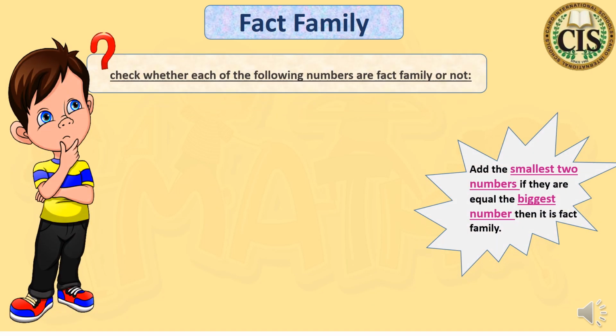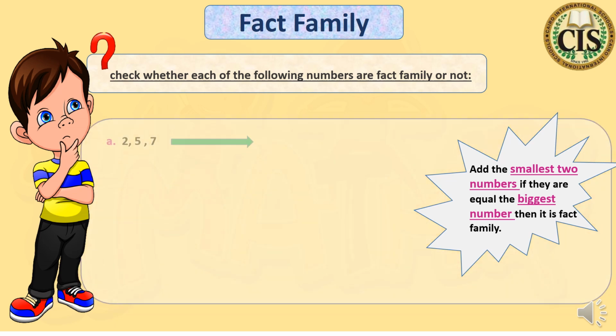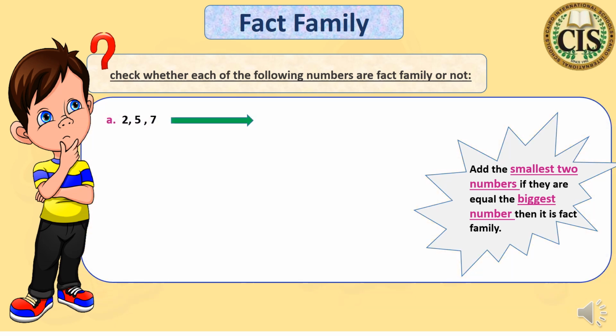Now I'll give you another exercise. Check whether each of the following numbers are a fact family or not. I'll give you 3 numbers each time and you will decide whether these 3 numbers can form a fact family or not. First, you have to add the smallest 2 numbers. If they are equal to the biggest number, then it's a fact family. Okay? Here in the first question, we have 2, 5, and 7.